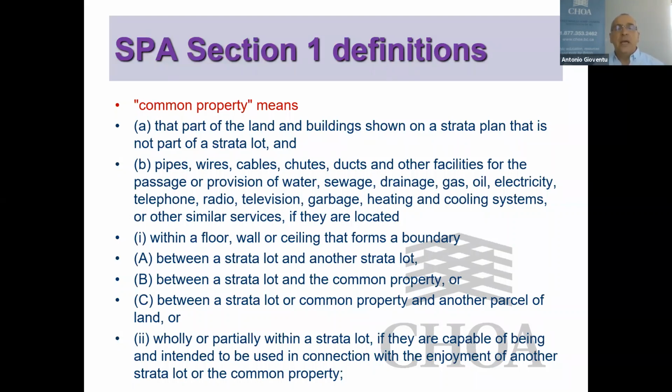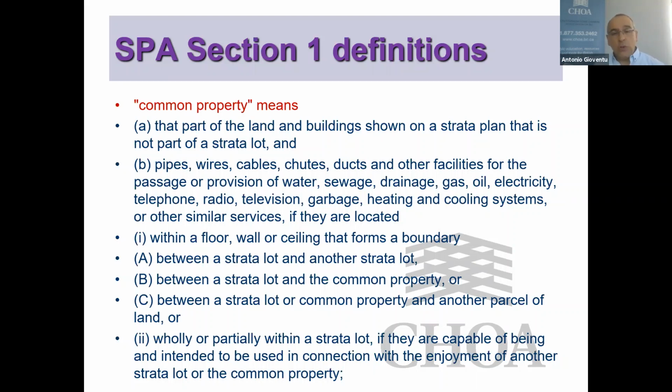But common property is all of those parts on the strata plan that is not part of a strata lot. So even though something on your strata plan doesn't say common property, if it's not part of the strata lot, it's automatically common property. All of the pipes, wires, ducts, every cabling, venting, anything like this, if they're located within a floor, wall, or ceiling, that's a boundary between a strata lot. So, floor ceiling between 2 strata lots, between strata lot and common property, which is the exterior of the building or a hallway, or between a strata lot or common property and another parcel of land. So this could be a strata lot and another parcel of land and an airspace parcel.